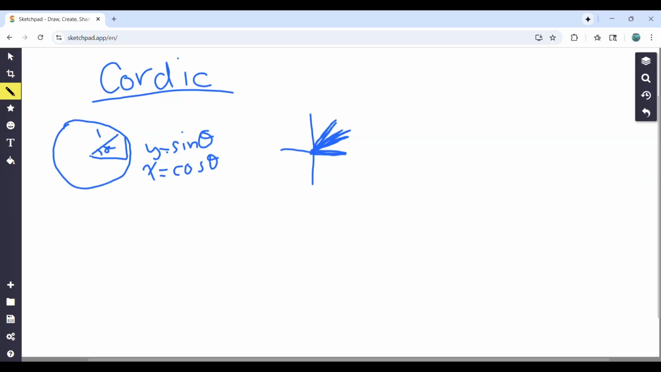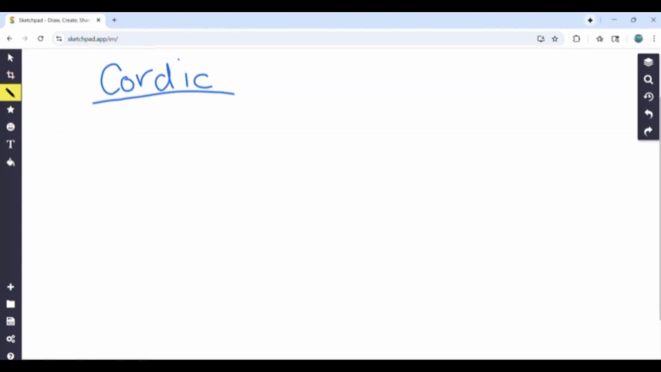We start at the point (1, 0), that's like an angle of 0 degrees. Then we slowly rotate that vector by small fixed amounts until we reach the target angle. After each small rotation, we check whether we've gone too far or not far enough, and then rotate in the opposite direction if needed. By the end, the x value represents cos theta and the y value represents sine theta.